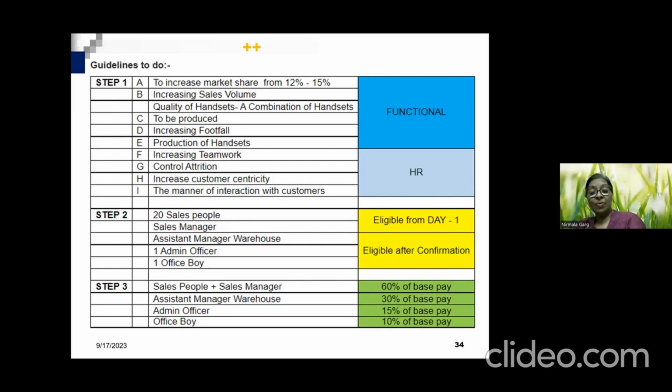Okay. Now, how many people are there? 20 salespeople, plus a sales manager, plus one warehouse guy, one admin guy, and one office boy. Right. Now you have to decide what percentages of their salary will be a part of their variable pay so that people can stretch and make more money.